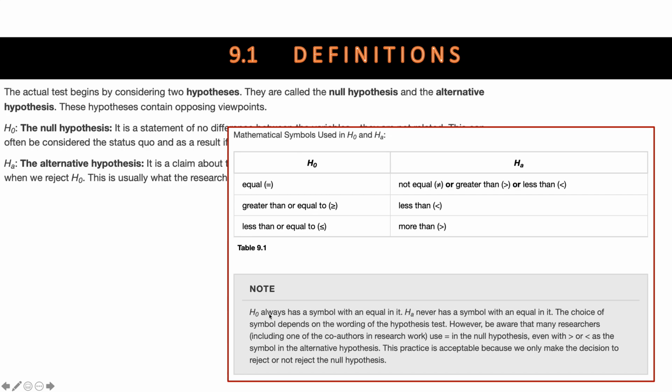The original H0, the null hypothesis, always has a symbol with an equals in it. Let me say that again. It always has a symbol with an equals in it. The alternative hypothesis never has an equal sign in it. That's a really important thing, okay?